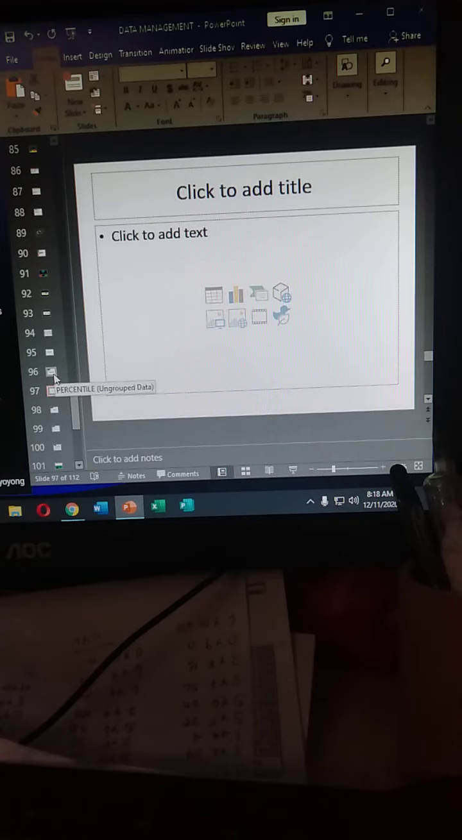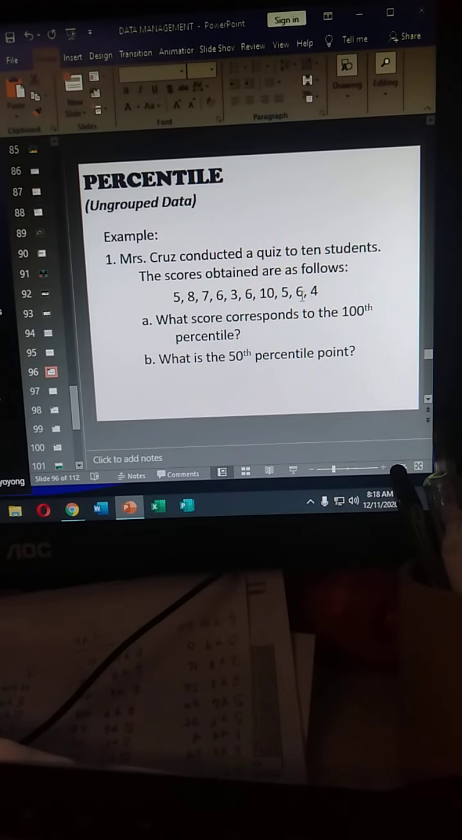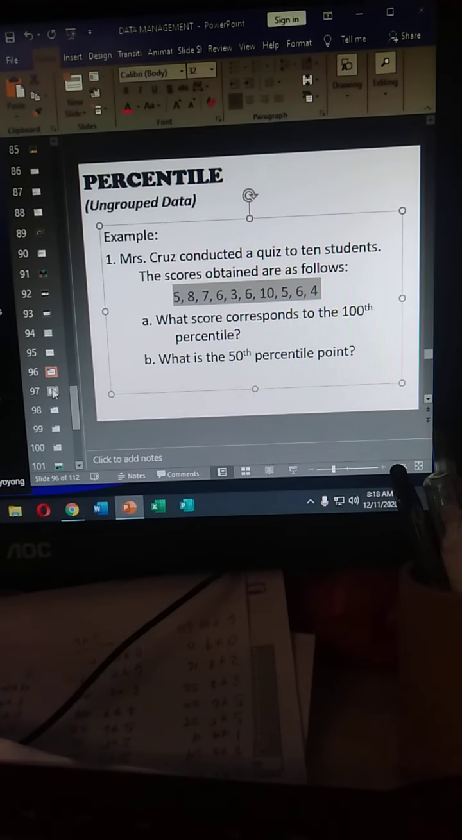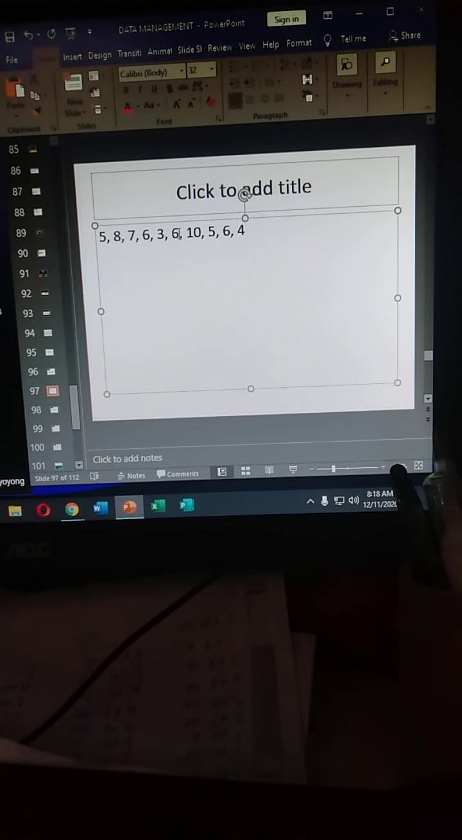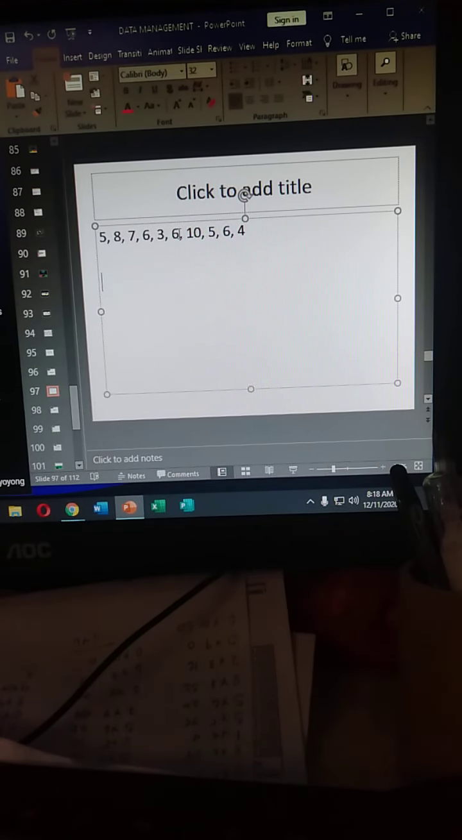Okay, first, we can't just find it directly here. All we have to do first is to arrange the data in descending order. When we say descending, it's from highest to lowest. So, let's arrange it in descending order.